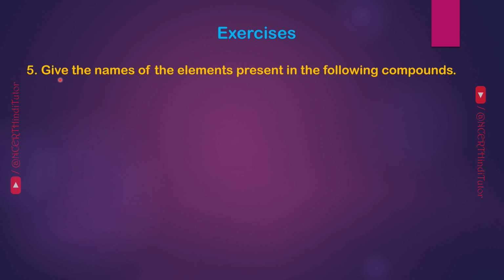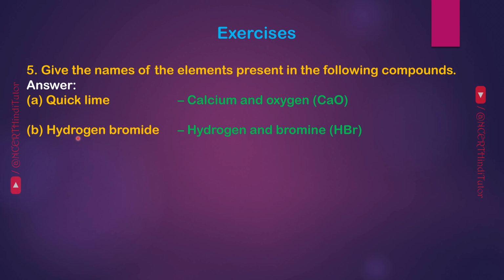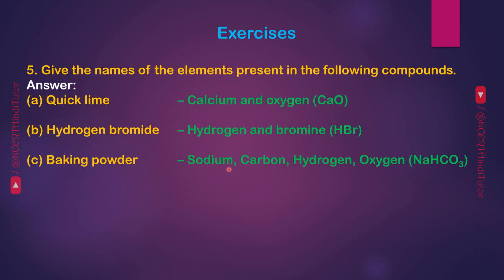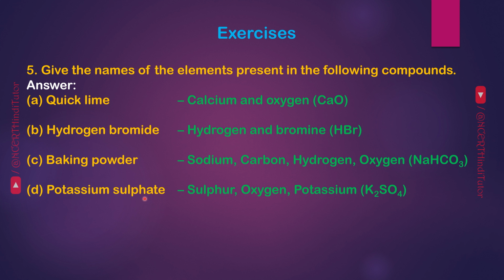Question 5. Give the names of the elements present in the following compounds. Answer: A. Quicklime, calcium and oxygen, CaO. B. Hydrogen bromide, hydrogen and bromine, HBr. C. Baking powder, sodium, carbon, hydrogen, oxygen, NaHCO3. D. Potassium sulfate, sulfur, oxygen, potassium, K2SO4.